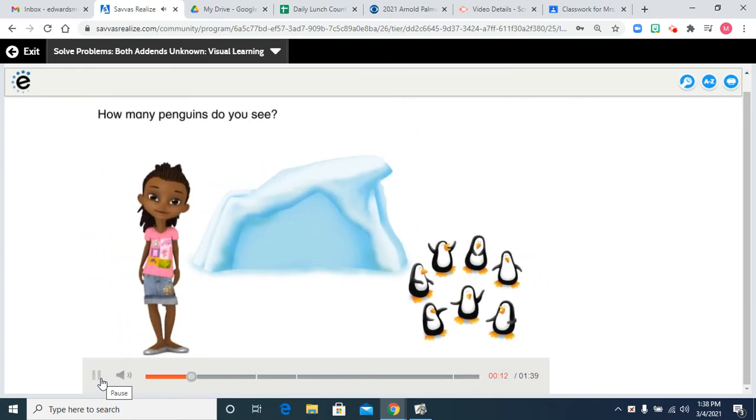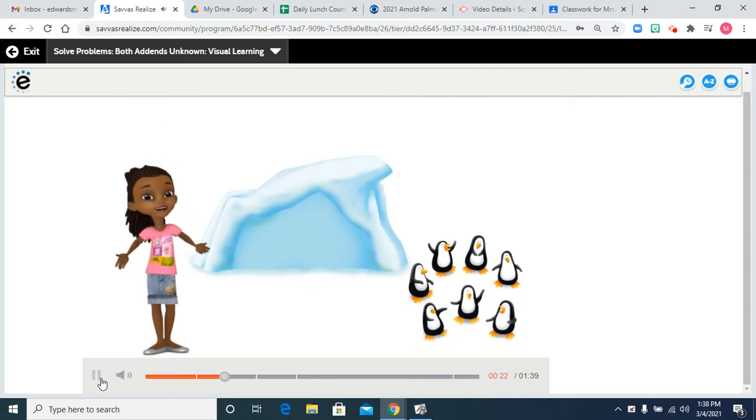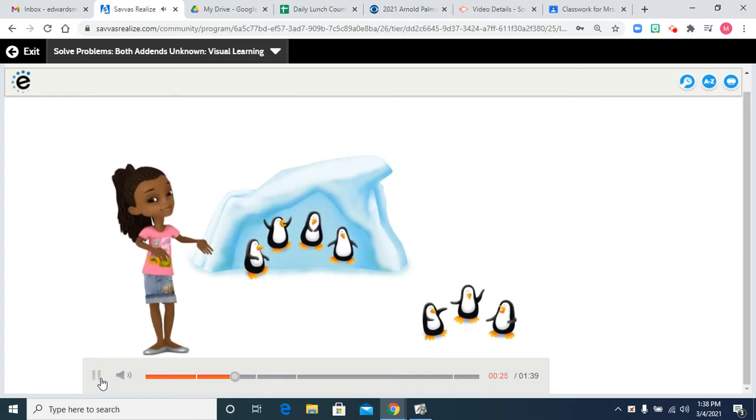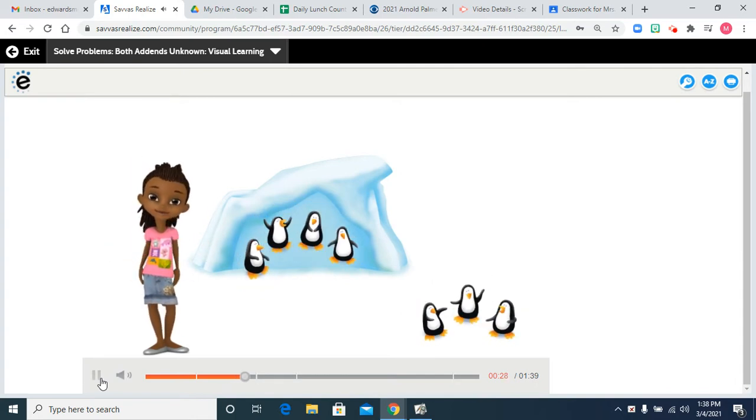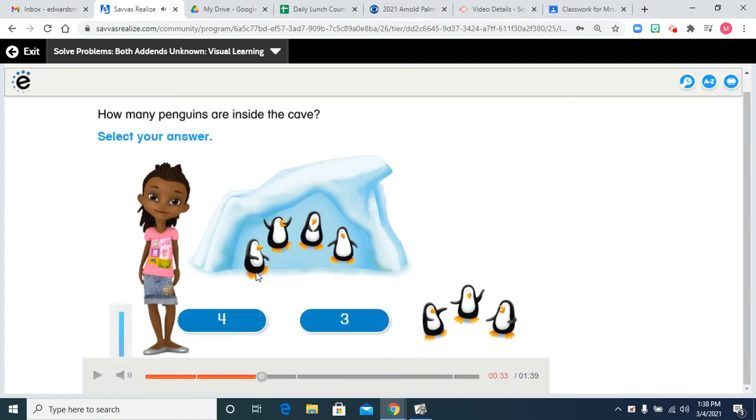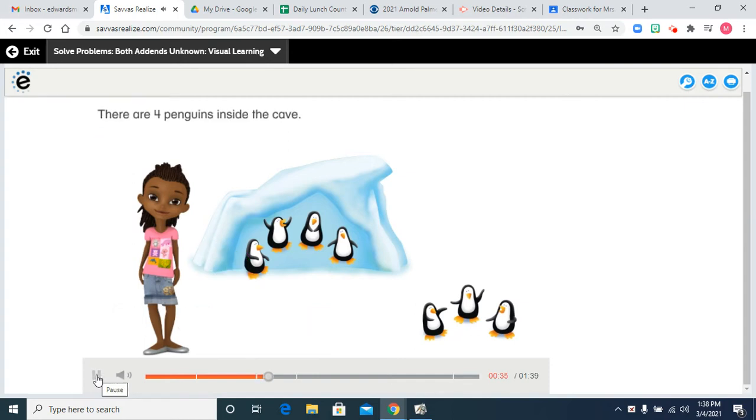How many penguins do you see? There are 7 penguins. Some penguins can go inside the cave and some can go outside the cave. How many penguins are inside the cave? Select your answer. Okay, if you look inside the cave, there are 1, 2, 3, 4. So 4. There are 4 penguins inside the cave.